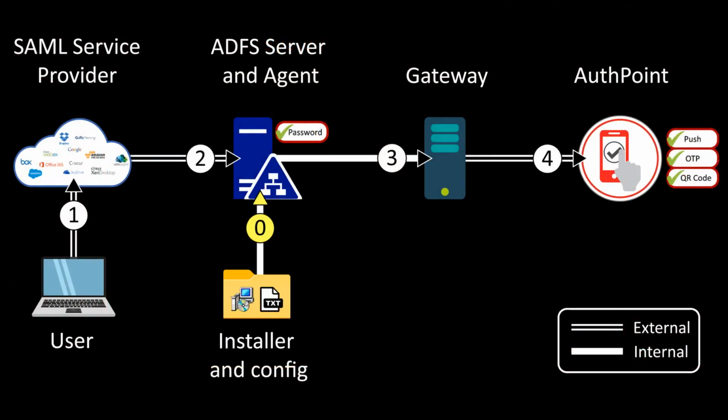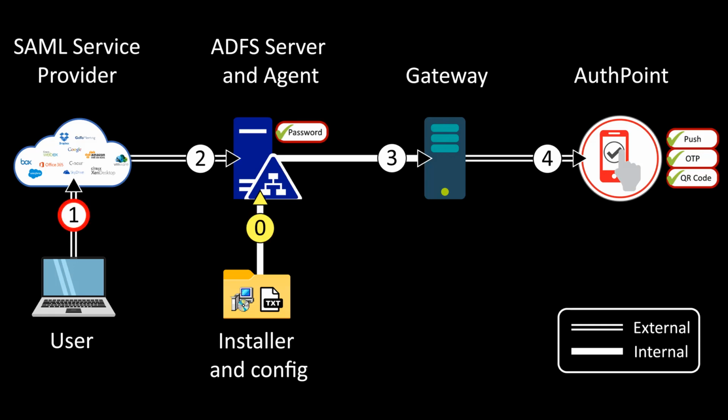Here is a diagram that shows the ADFS authentication flow with AuthPoint. Step 0 represents the initial configuration when we install the AuthPoint ADFS app on the ADFS server with a configuration file. After the installation, you must also configure the ADFS server to enable AuthPoint. If you have multiple ADFS servers deployed for high availability, there are some additional considerations. For more information on using the ADFS app in an ADFS server farm, refer to our Help Center documentation.